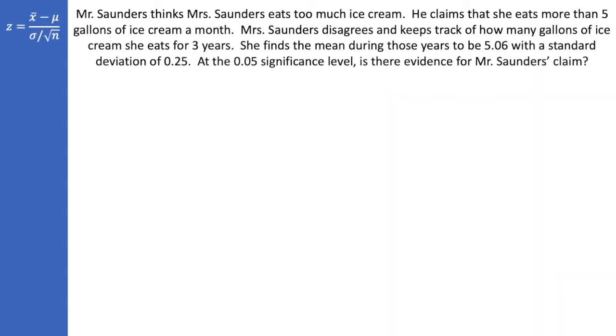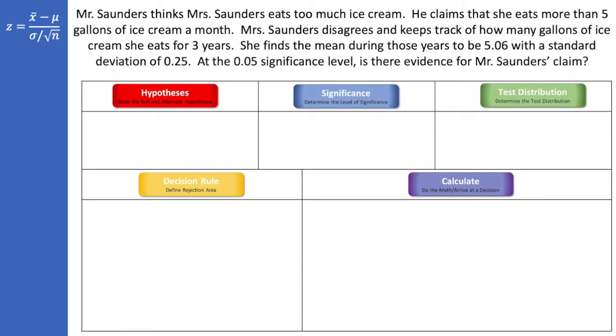Mr. Saunders thinks Mrs. Saunders eats too much ice cream. He claims that she eats more than 5 gallons of ice cream every month. Mrs. Saunders disagrees and keeps track of how many gallons of ice cream she eats for 3 years. She finds the mean during those years to be 5.06 with a standard deviation of 0.25. At the 0.05 significance level, is there evidence for Mr. Saunders' claim? So let's pull up our 5 steps and we're just going to start filling them in.